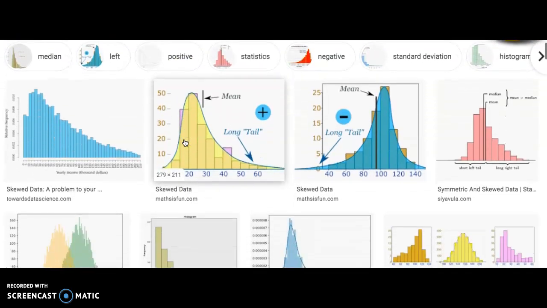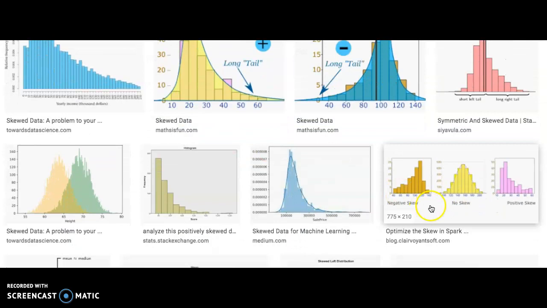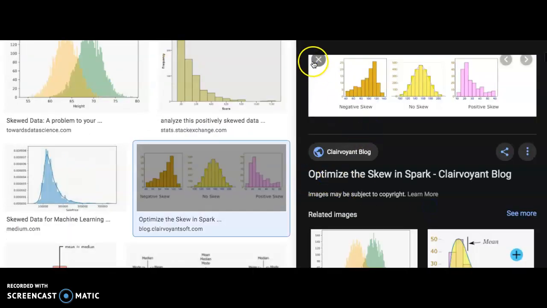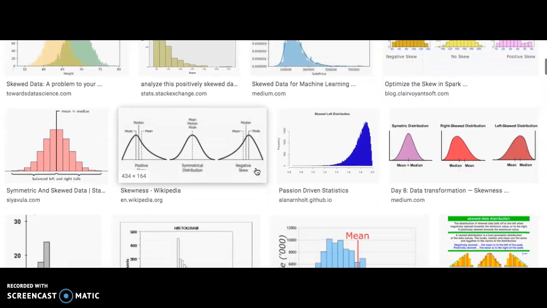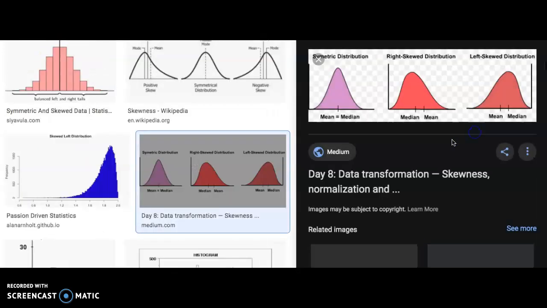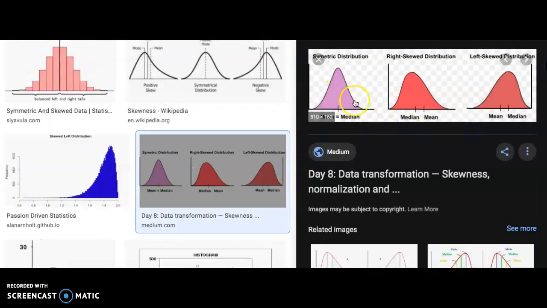See, we use left, right, and center, not those values. Here we go, here's a good picture. So you can see here that we've got our symmetric distribution, which is our normal because our mean and our median are pretty much right on top of each other. We have our right skewed distribution, which tails off to the right, and the mean is to the right of the median. And we've got our left skewed distribution because it tails off to the left because our mean is to the left of our median.